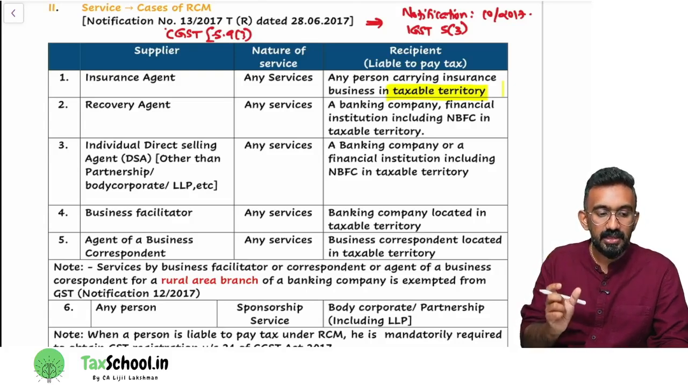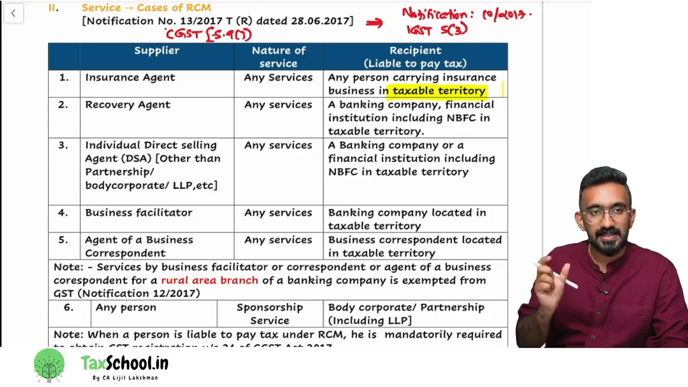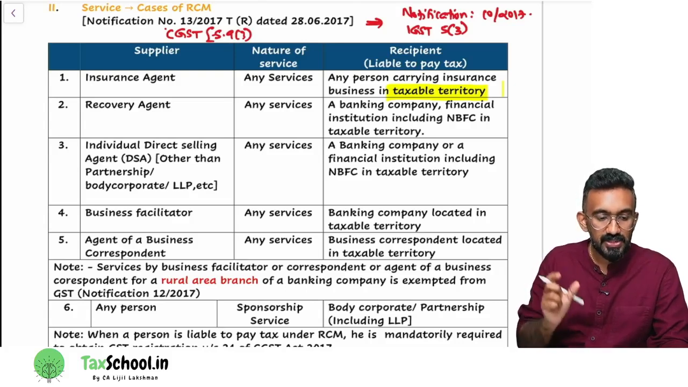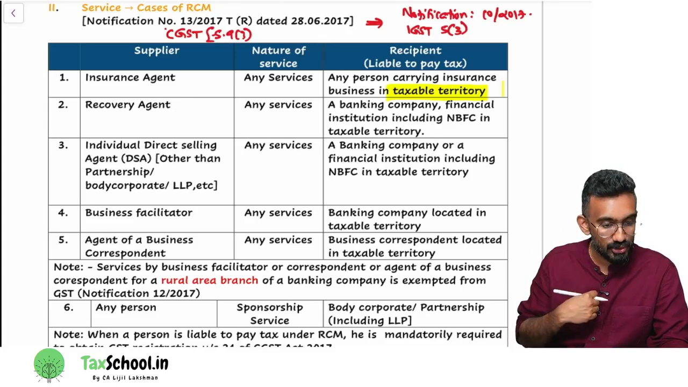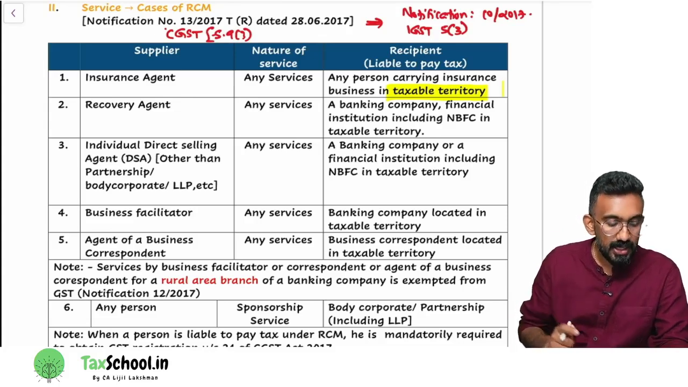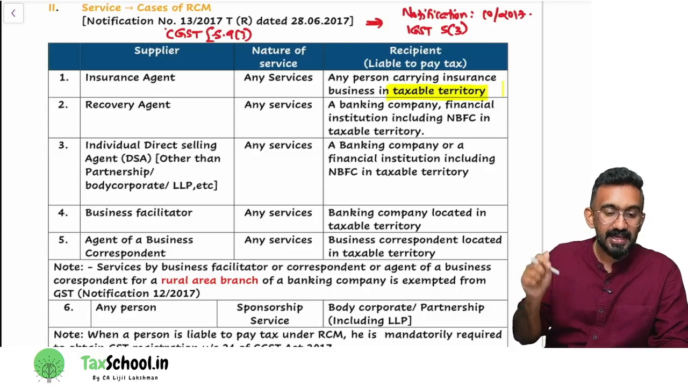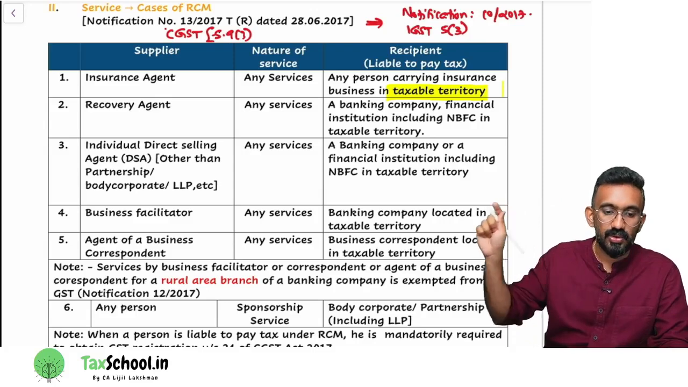LIC is paying 1 lakh rupees commission to an LIC agent. Will they pay 1 lakh plus GST to the LIC agent? No. They will only pay 1 lakh rupees to the LIC agent, and LIC itself is the consumer. LIC is the recipient who is receiving services from the agent. So LIC itself will pay tax under reverse charge to the government, is what is notified under 9(3).